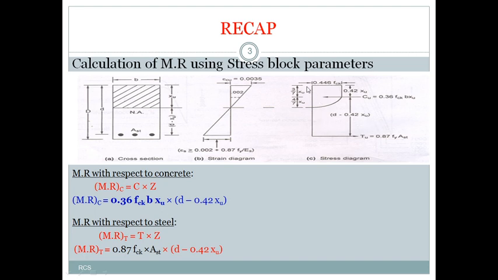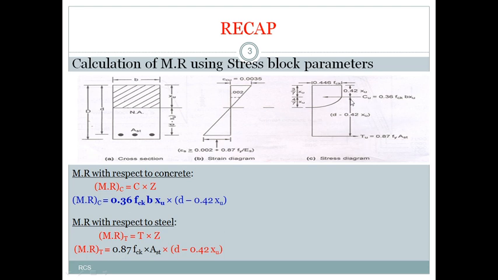Here d is nothing but the effective depth of a beam. You know the definition of effective depth, and minus 0.42 xu. Here xu is the actual depth of neutral axis. By using these two forces we can calculate the moment of resistance.